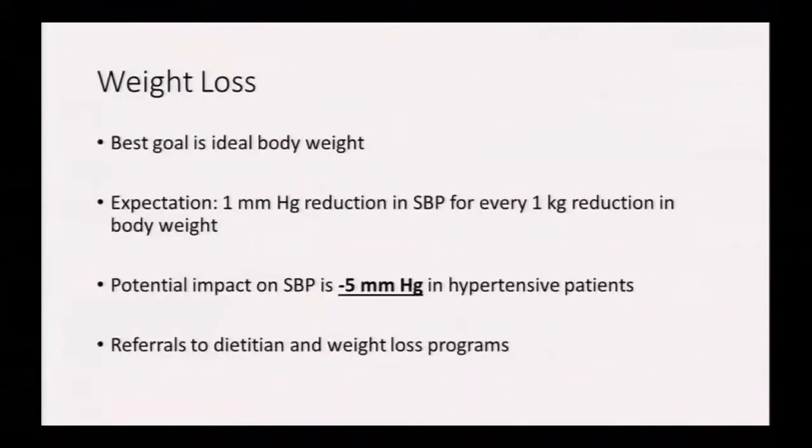So for weight loss, the best goal we can have for our patients when we recommend they should lose weight is they should go back to their ideal body weight, which is based on their BMI. But every kilogram they lose has an impact on their blood pressure, and the impact is a reduction of 1 millimeter mercury in systolic blood pressure for every 1 kilogram reduction in body weight. And the potential impact on their systolic blood pressure could be up to 5 millimeter mercury in the hypertensive patients. And it would be less than that in people with normal blood pressure if they try to lose weight.